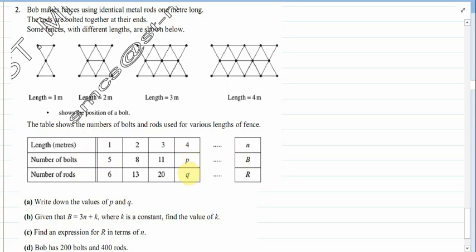So for P and Q, P is what? P is basically the number of bolts required for 4 meters length. You can count the number of bolts from the figure, or you can apply the working of constant difference. Both methods are available. If you want to count, it will be 1, 2, 3, 4, 5, 5 plus 5, 10, 10 plus 4, 14. So by counting, you can say that P is 14.